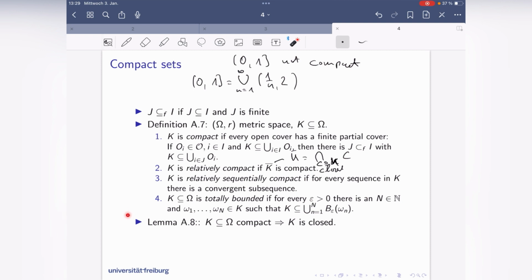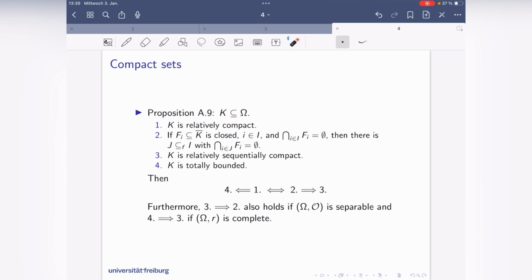In the manuscript, you can also read a bit more about connections of compact and other sets. For example, every compact set is closed. You can read there. And the reason is, if you have a compact set, you can show that the complement is open by using the first property here of compactness. So every compact set is closed.